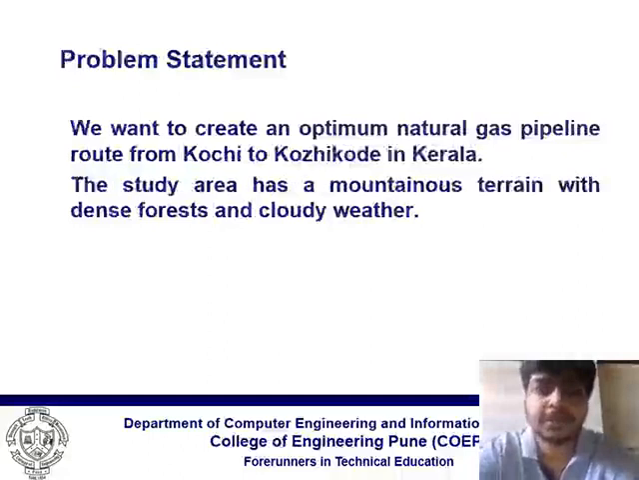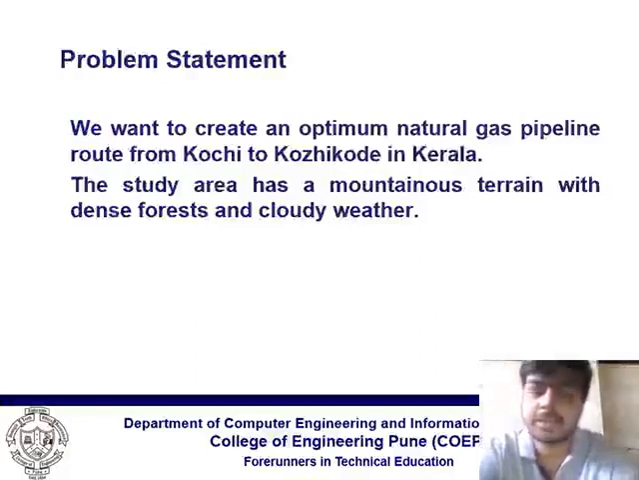So the problem statement is that we want to create an optimum natural gas pipeline route from Kochi to Kozhikode in Kerala. The study area around it has a mountainous terrain with dense forest and cloudy weather. It also has a large amount of urban settlement.